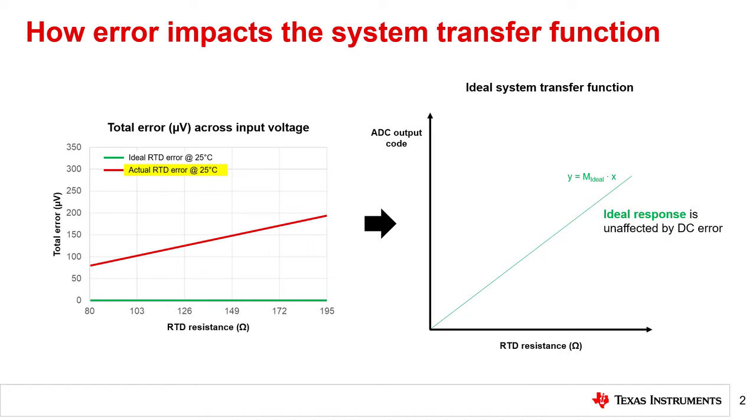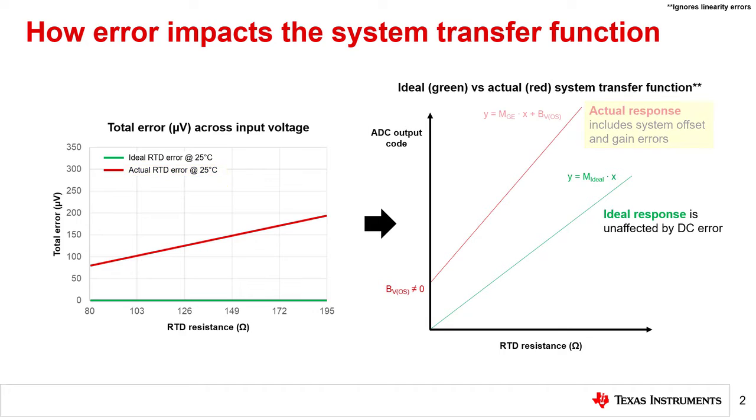However, a previous Precision Labs module discussing error estimation plotted the actual error of an example system. This response is given by the red line on the left. The red error plot on the left translates to the actual response on the right, also in red. Note how the error across the input voltage changes the slope and y-intercept of the actual response on the right, which corresponds to the gain error and offset error respectively.